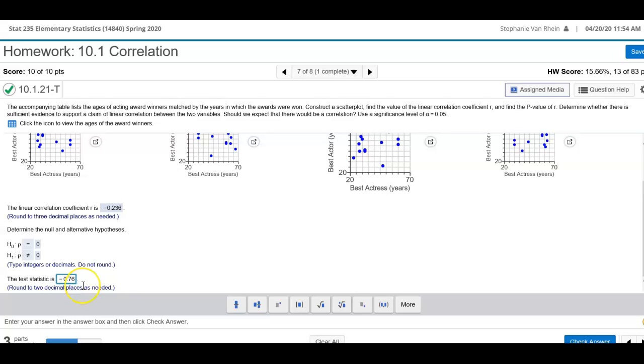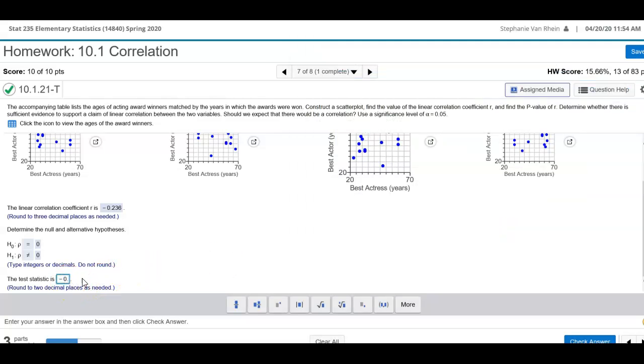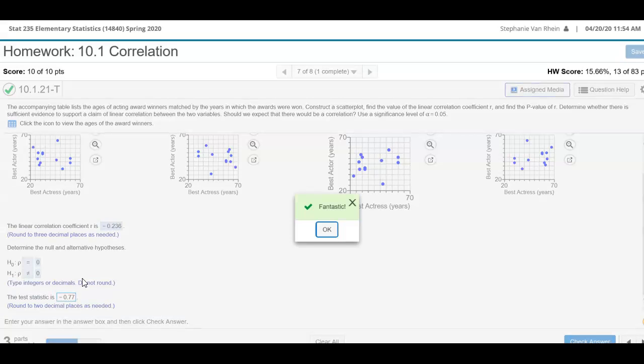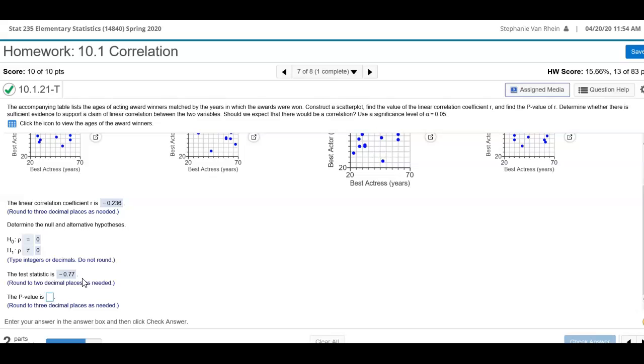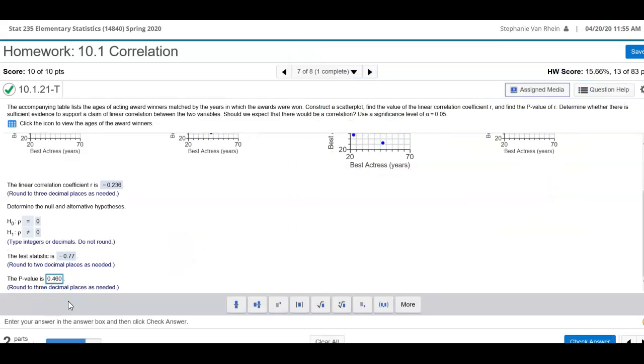Round to 2 decimal places. Be careful with reading there. So that's going to be 0.77, negative 0.77. Okay. So be careful with reading the instructions there. So the p-value is given on the test, and that is this p-value here. And it wants it rounded to 3 decimal places. So since it was 8, round up.